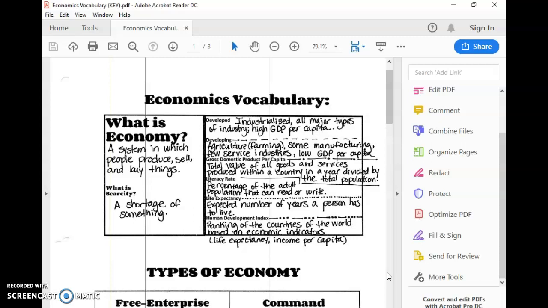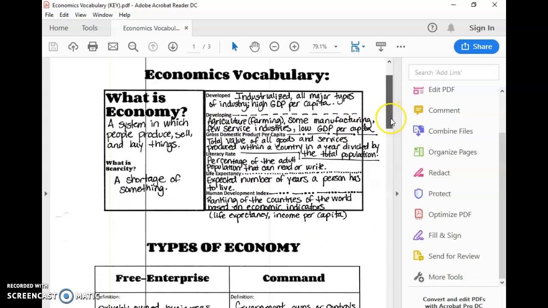Let's go over to the chart on the right-hand side. Developed. A developed country is one that is industrialized. Has all of the major types of industry. It also has a high GDP per capita. A developing country has a lot of agriculture and farming. There's some manufacturing, a few service industries, and there's a low GDP per capita.